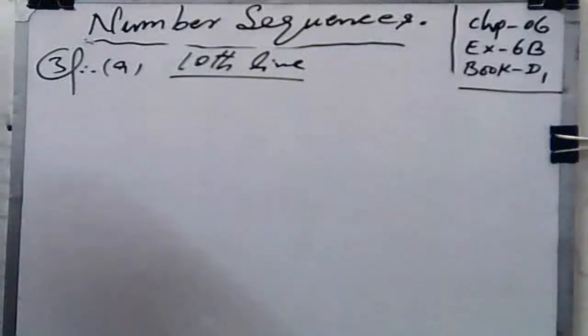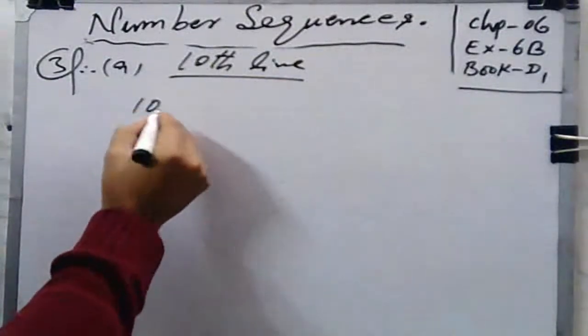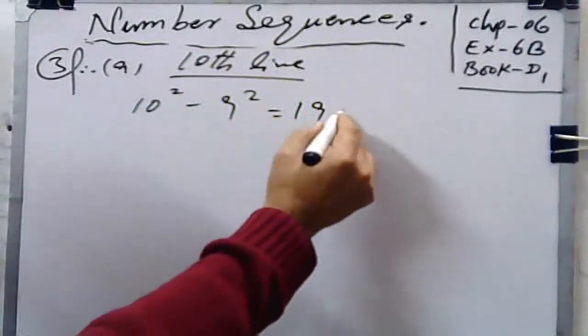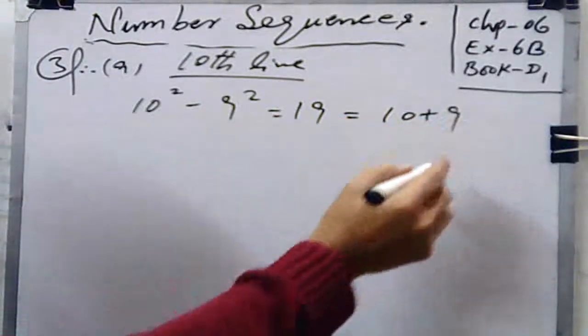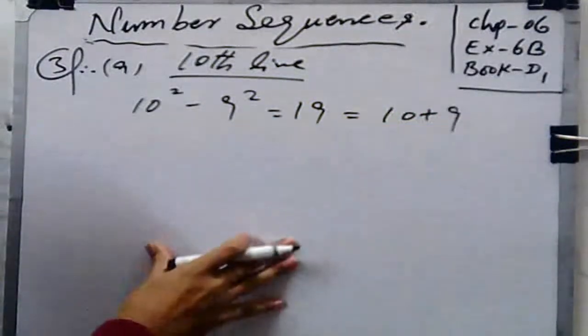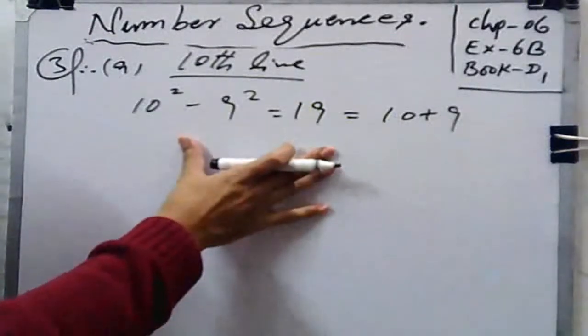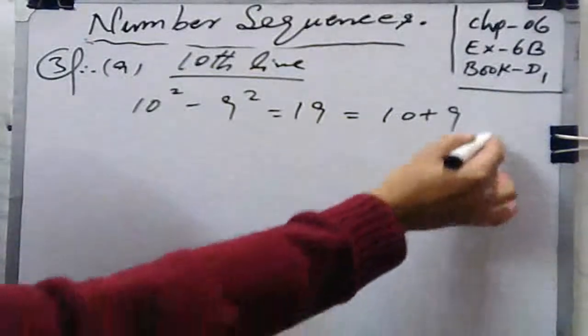So 10th is, we can say, consecutive of two numbers, that is 10 and 9, that you can see in the pattern, that is 2 1, 3 2, 4 3. So the 10th line will be, you can see here in A part, 10 square minus 9 square is equal to 19. So 19 can be written as 10 plus 9, because in the given pattern, if we see the initial 4 terms, you can see. So with the help of the given pattern we can say that is your required 10th line.